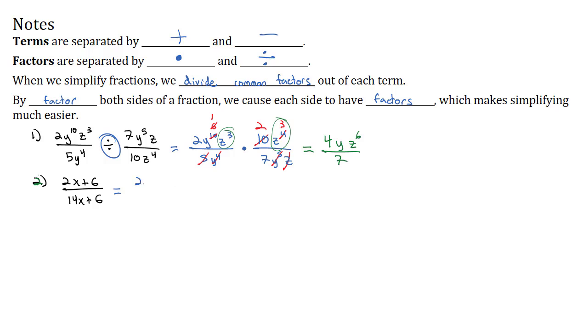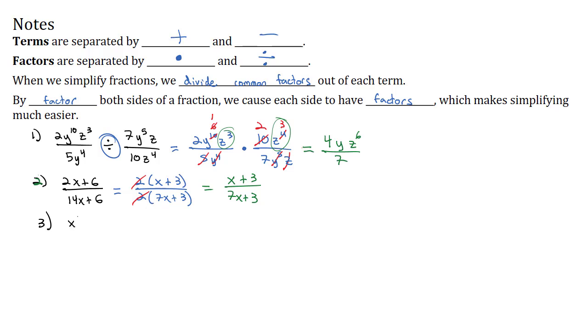Notice out of the numerator, I can factor out a common factor of 2. And out of the denominator, I can factor out a common factor of 2. And when I do that, now we see the 2's are factors. They're multiplied, so we are allowed to reduce those out, leaving behind our final simplified answer of x plus 3 over 7x plus 3.